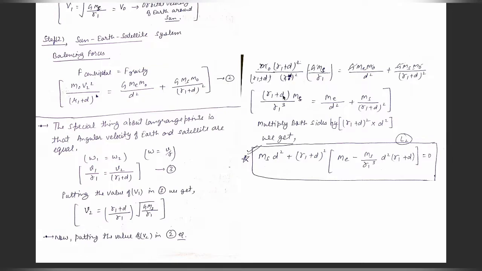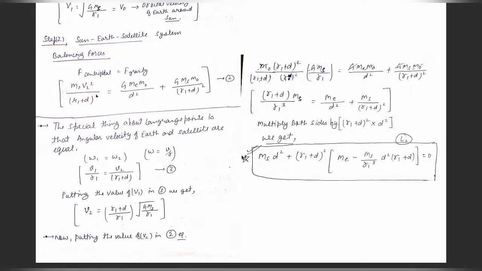So after putting all of this, we are going to get this equation, and to simplify it, we have multiplied it with (r1 + d) whole square into d square. So after multiplying, we get this simplified equation, which we are going to define in Pythonic way.